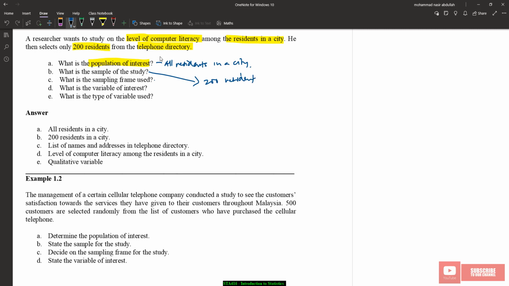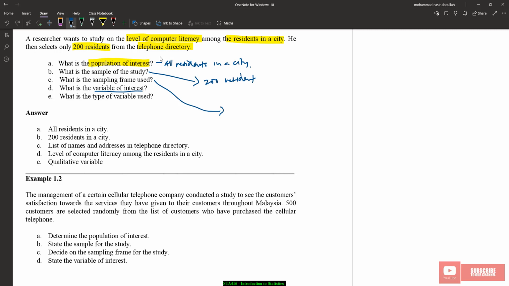Very good. So what is the sampling frame used? So try to remember what is the definition of sampling frame. Definition of sampling frame is a list of all member in the population consists of their information, kan? So apa sampling frame kat sini? Telephone directory. No. You need to state the correct word. A list of all resident in the city consists of their names. In telephone directory ada apa dalam tu? Names, address and phone number. Right?